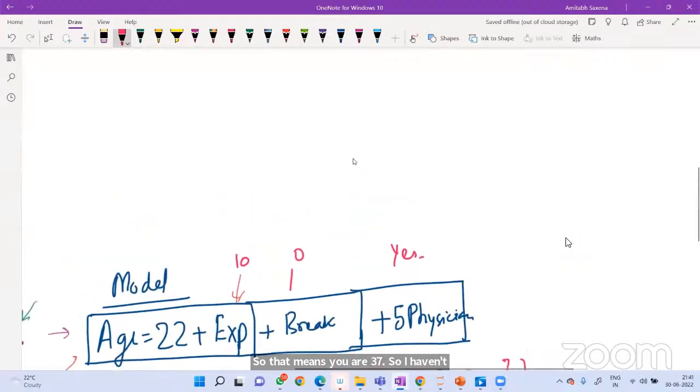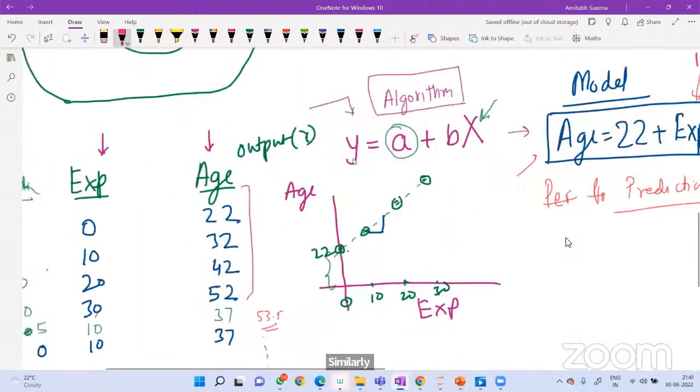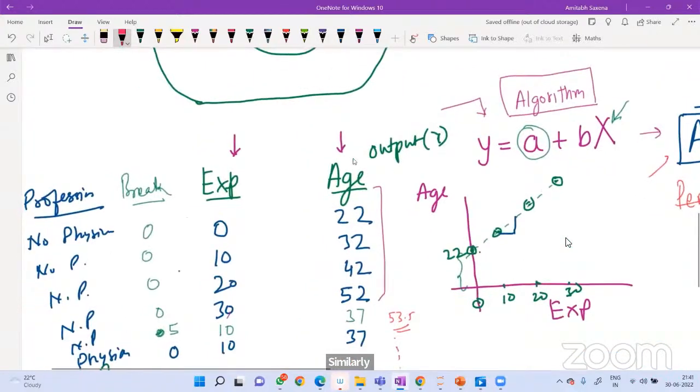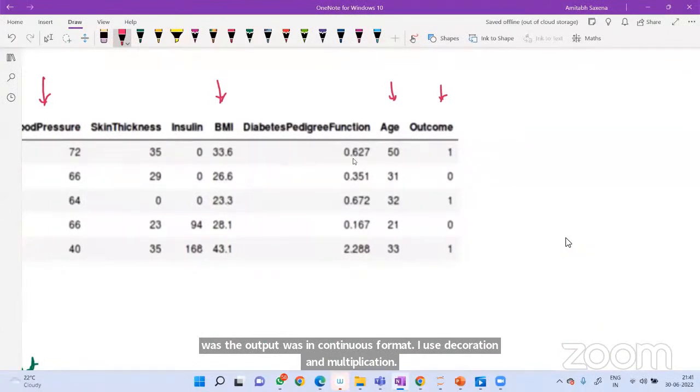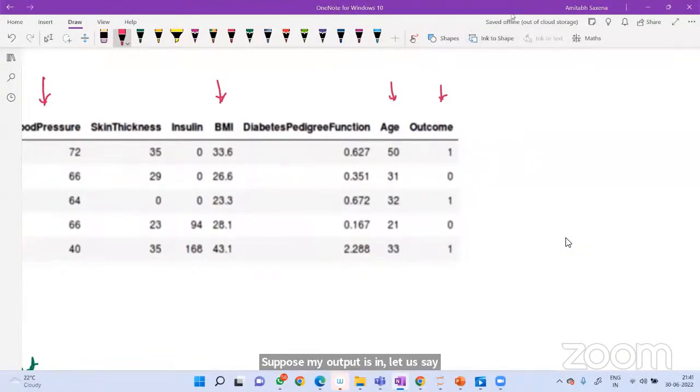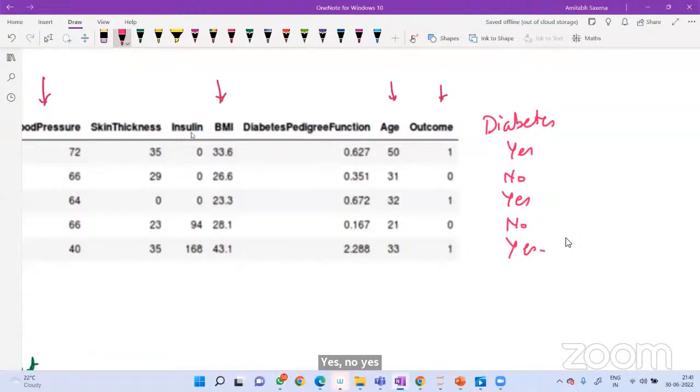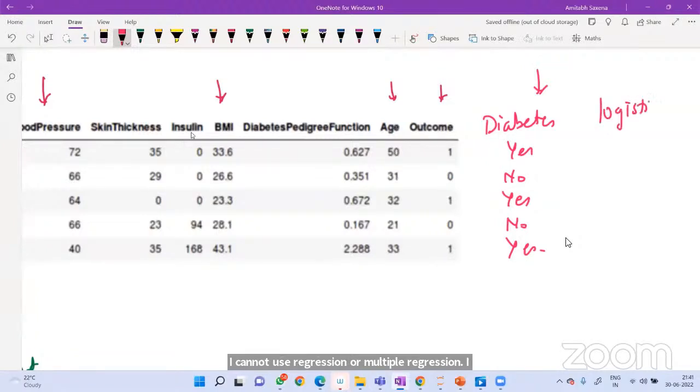Similarly, the output was in continuous format, so I used regression and multiple regression. Now suppose my outcome is, let's say, whether a person is having diabetes: yes, no, yes, no, yes. My output is in categorical format. Then I cannot use regression or multiple regression. I will use logistic regression.